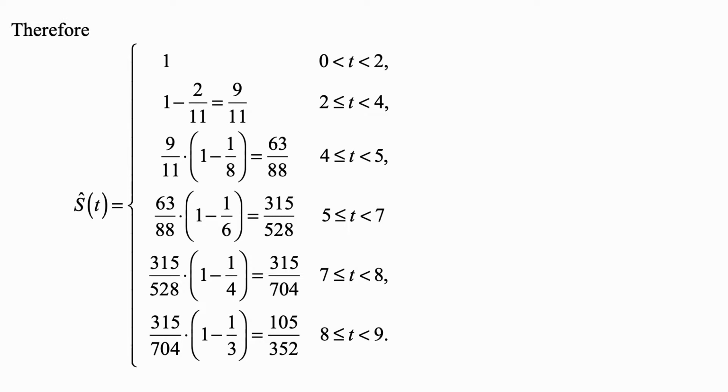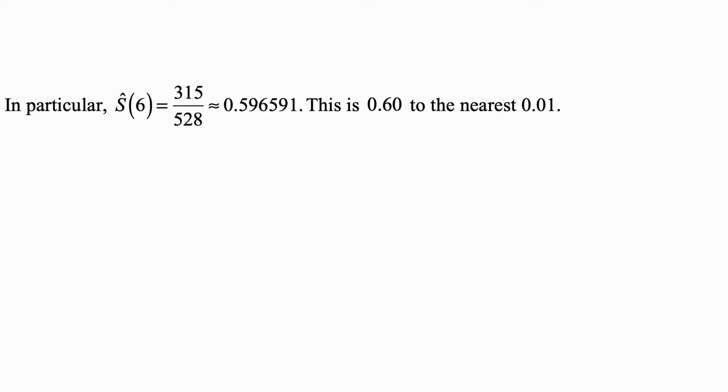And then the next one has 1 minus 1/8 multiplied by this 9 over 11 that we just established. At every point, we multiply the previous value of the survival function by 1 minus the appropriate fraction. And here are the numbers that we get. In particular, S hat of 6 is 315 over 528. That's approximately 0.596591. This is 0.60 to the nearest 0.01.